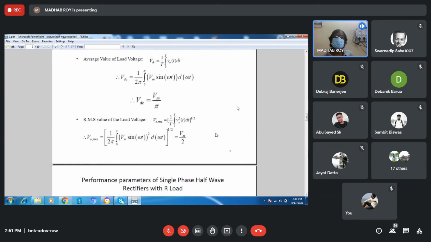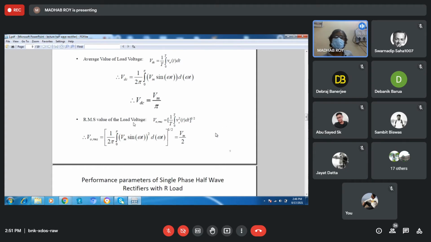Now, the average value of the load voltage. You know the equation of the average value, but in our case it is only from 0 to pi, because only the positive half is conducting. So we take the average over 0 to pi as the effective voltage output, and the total period is 2 pi. This gives the average output, which now comes as Vm by pi.